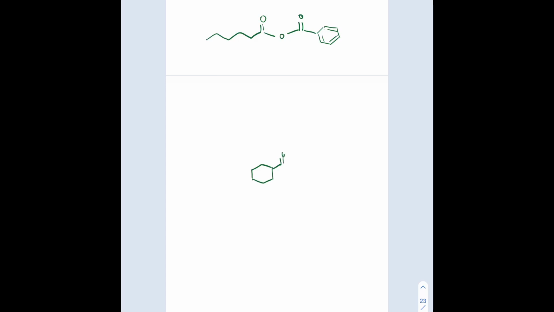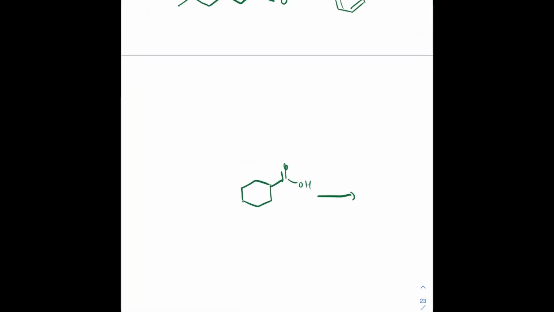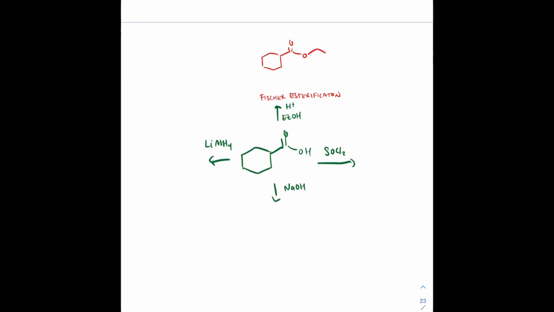All right, so let's say we had a carboxylic acid. What I've done here is draw 4 different reaction arrows, because we can create many different things from one carboxylic acid. In the presence of acid and ethanol, we are going to be doing a Fischer esterification. This should pop in your head very quickly. You should be able to quickly jump to the product.